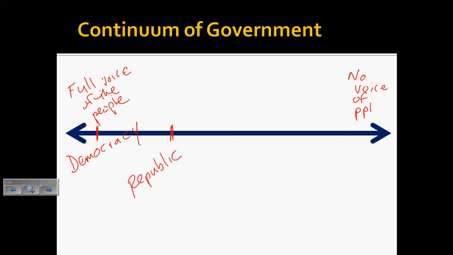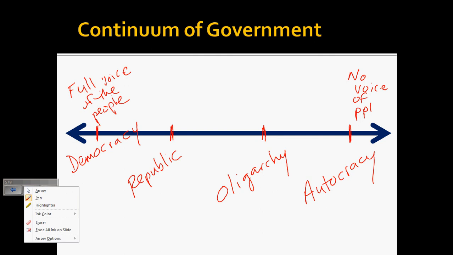Over here, we would have the oligarchy, and then of course over here, we would have the autocracy. So when we look at this in terms of a continuum, if we're looking at this pretty specifically, perhaps the United States falls somewhere right there. Somewhat a democracy, somewhat a republic at the same time.